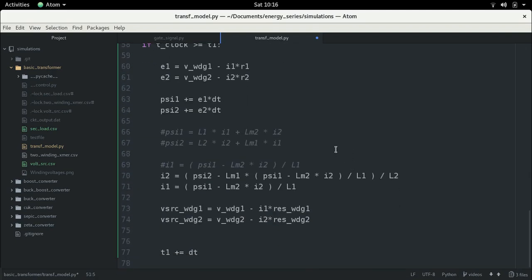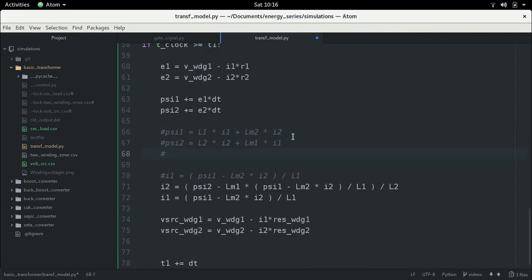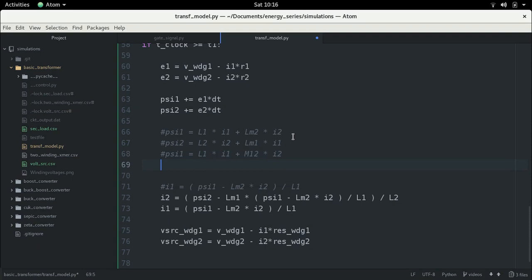So let's go back here and let's write this again. I'm going to write these two, that is psi 1 is equal to L1 multiplied by I1 plus M12 into I2, and here psi 2 is equal to L2 into I2 plus M12 into I1, right? So here the mutual inductance, right?